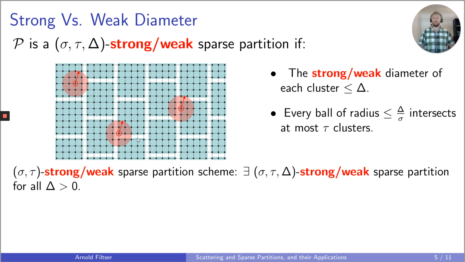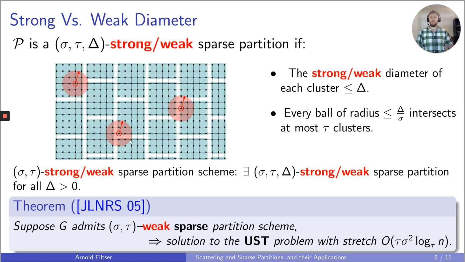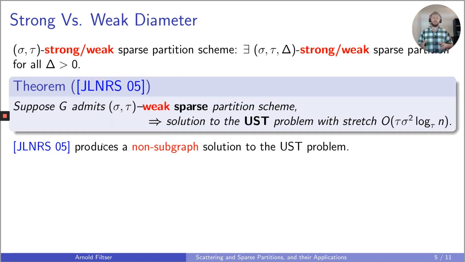And similarly, you will have strong and sparse partition scheme with respect to the partitions you get. Okay, so note that actually Jia et al. used weak sparse partition scheme. They say if your graph admits weak sparse partition scheme, then you get a solution to the universal Steiner tree. But what they get as a result of using the weak sparse partitions is that the actual tree is not a subgraph. So in a sense you get some tree, but you cannot restrict it to only use edges of the original graph.